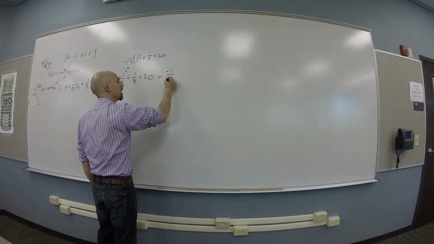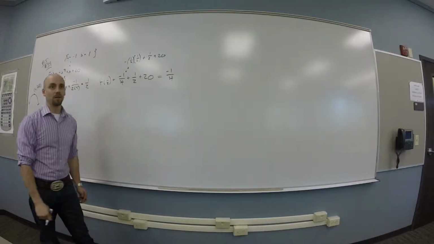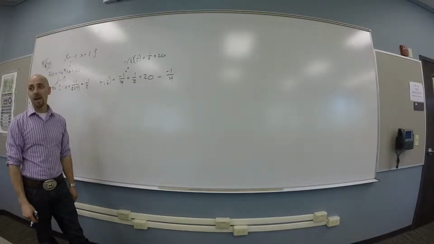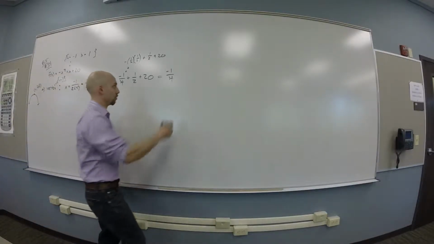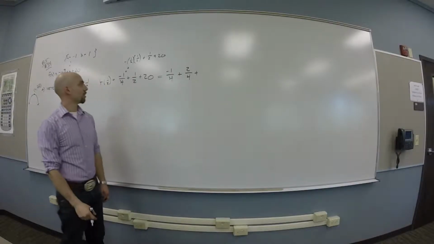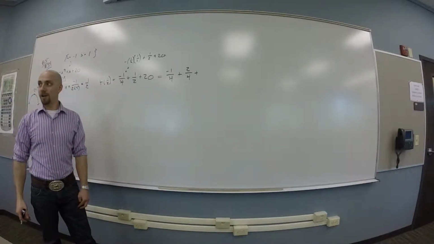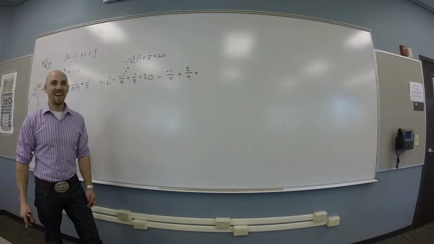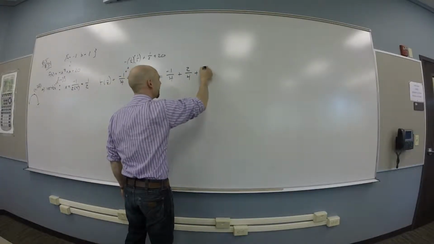So I've got negative a quarter, that one's good, right? How many quarters is a half? 2. So I've got negative a quarter plus 2 quarters plus, how many quarters is 20? 80. Cool.